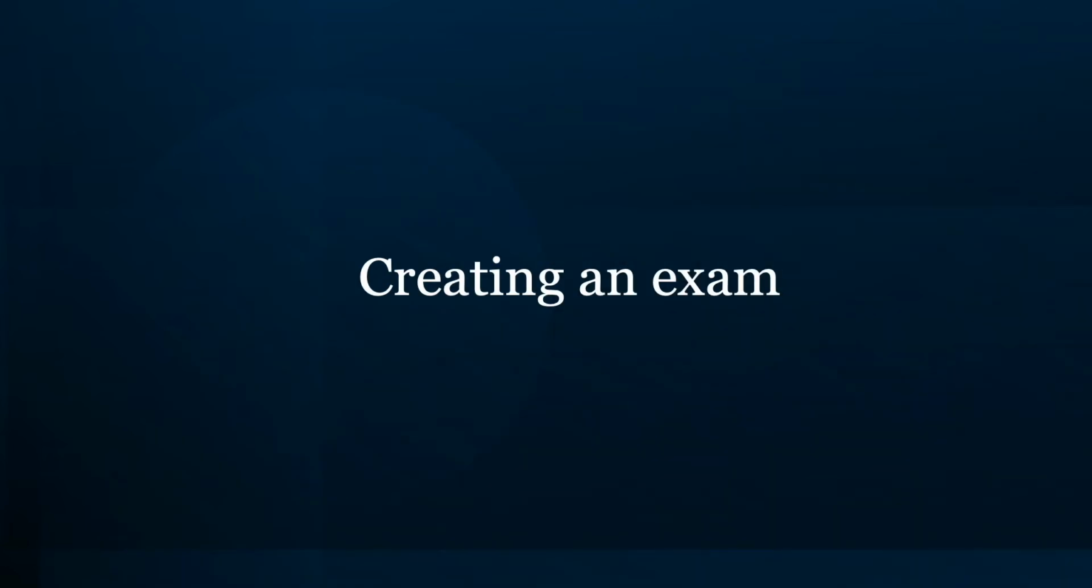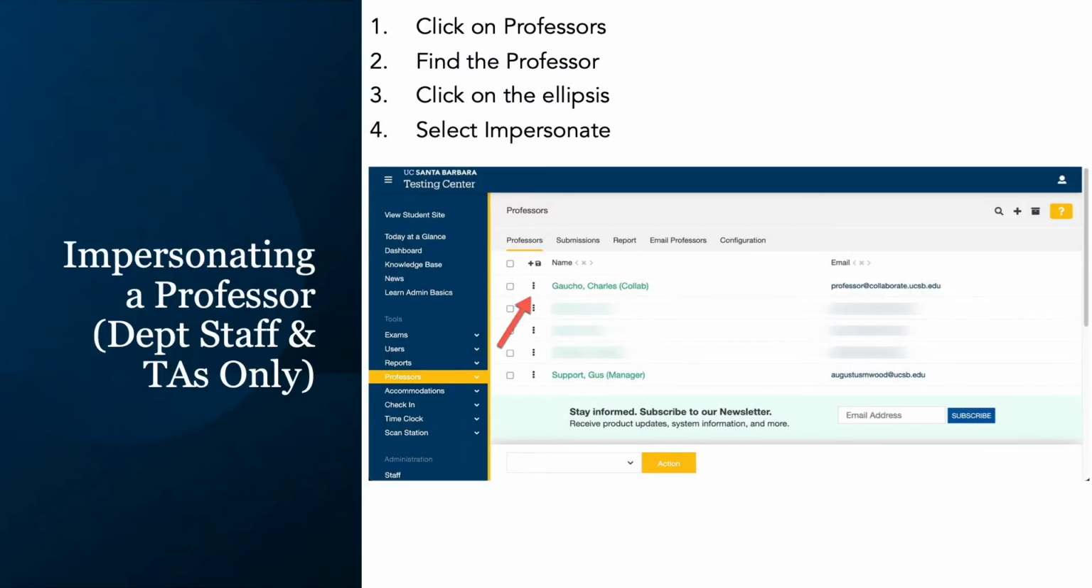Let's go over the steps for creating an exam in RegisterBlast. You will log into RegisterBlast using your net ID and password. You can find the link for RegisterBlast in the chat. If you are a department staff member or TA, you can create exams and upload exam files on behalf of an instructor. The process is slightly different from the faculty process, but these steps will allow you to see what an instructor would see. On the left-hand side of the screen, click on Professors. Then scroll to find the professor's name, click on the ellipses, also known as the 3 vertical dots, and select Impersonate.